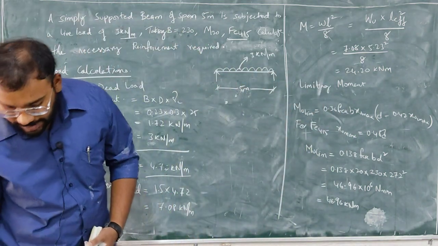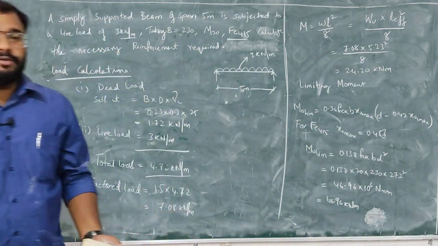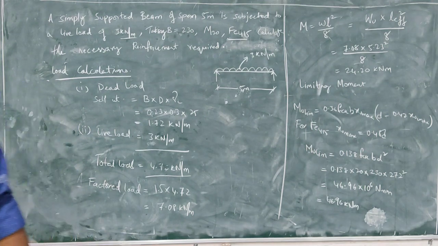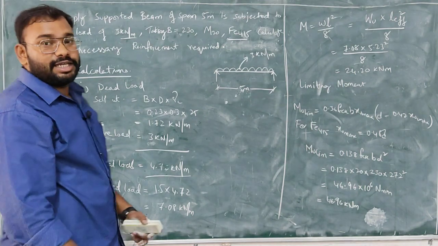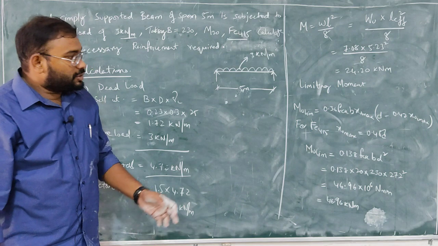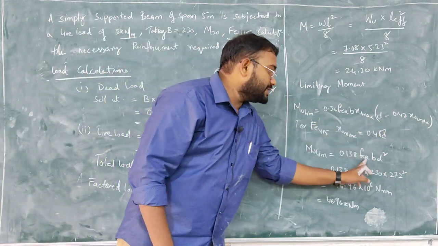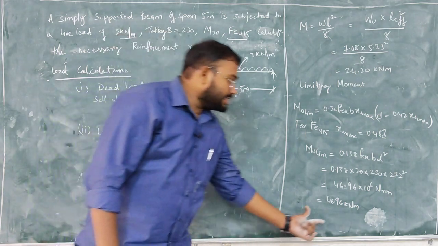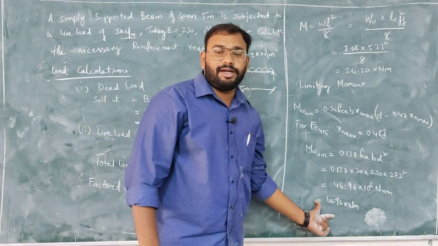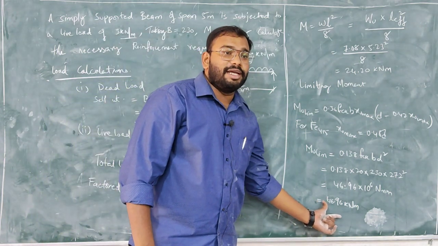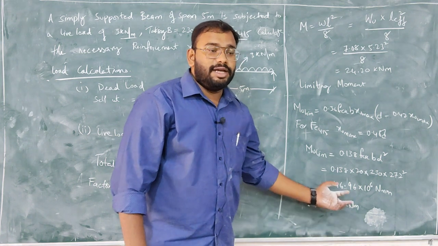Now what is this Mu lim? Mu lim we have discussed. It is called the capacity of the section. For given dimensions and grade of concrete, this is the moment it can carry. How much moment can it carry? 46.96 is the moment which it can carry.